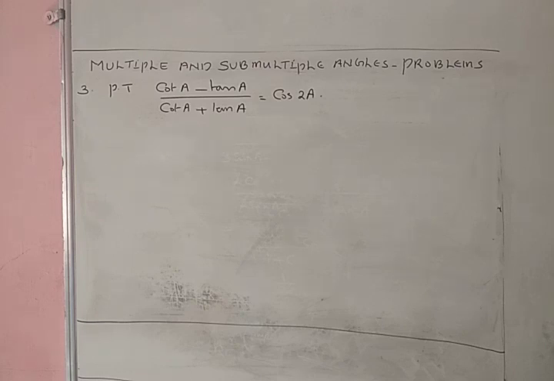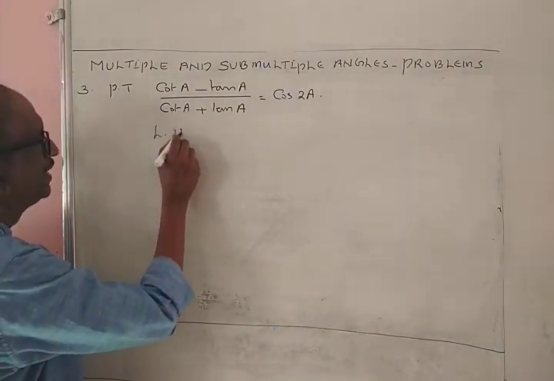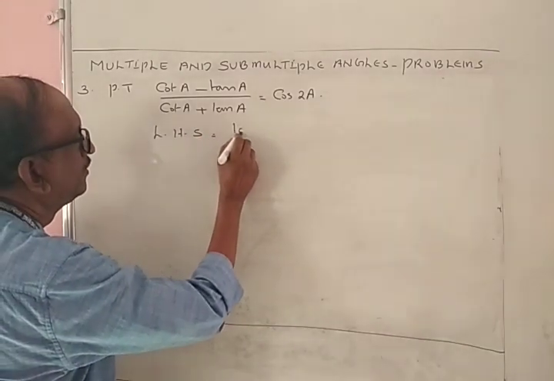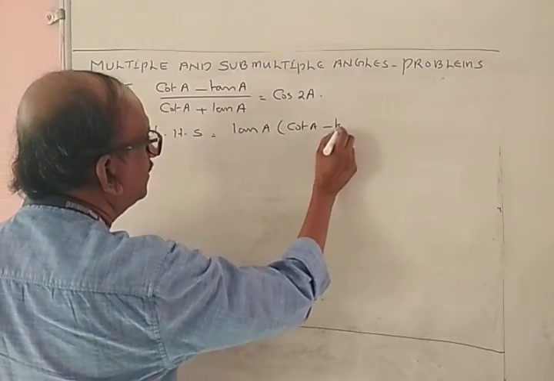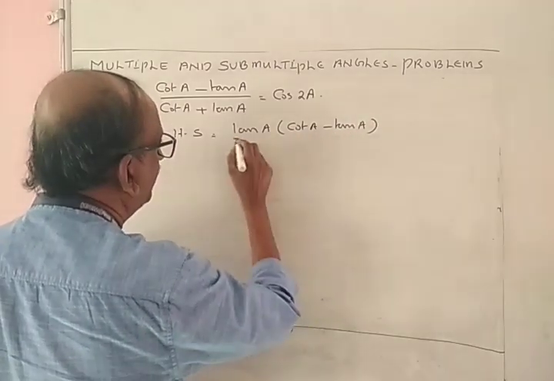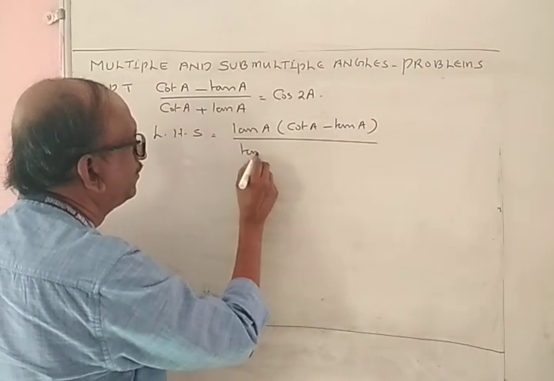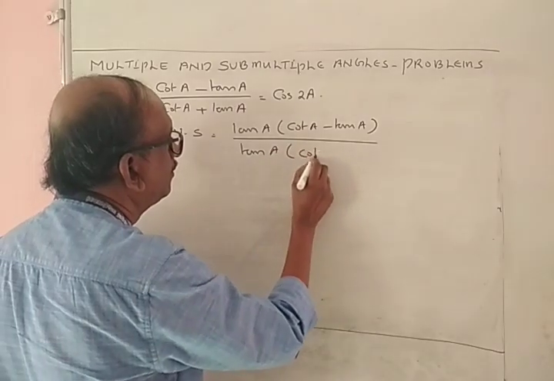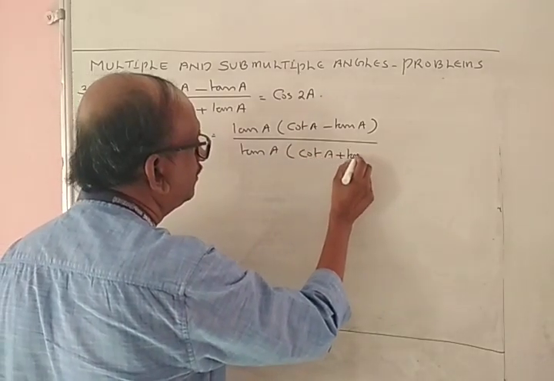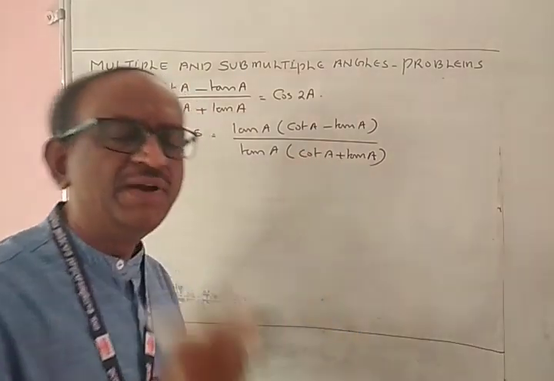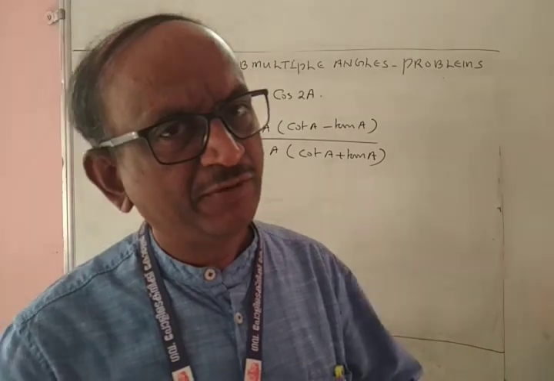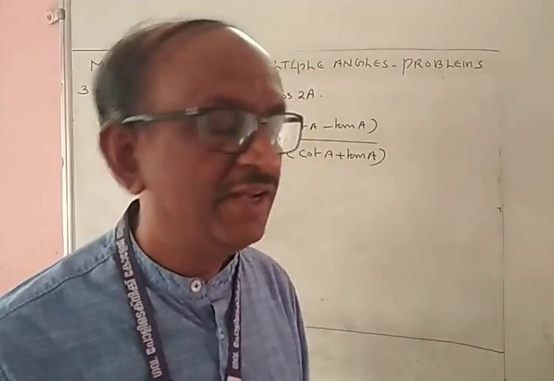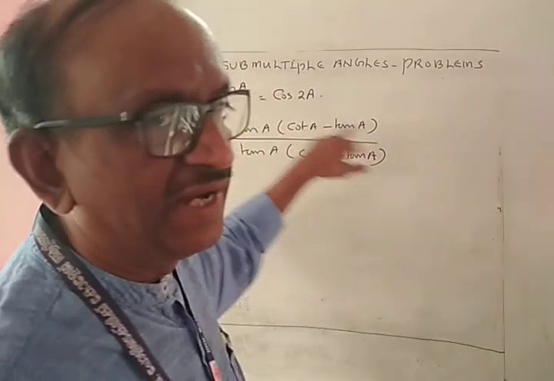Another way is, left hand side is equal to tan a into cot a minus tan a, divided by tan a into cot a plus tan a. That is, multiply the numerator and denominator by tan a. Therefore, no change in value. Then multiply by tan a.